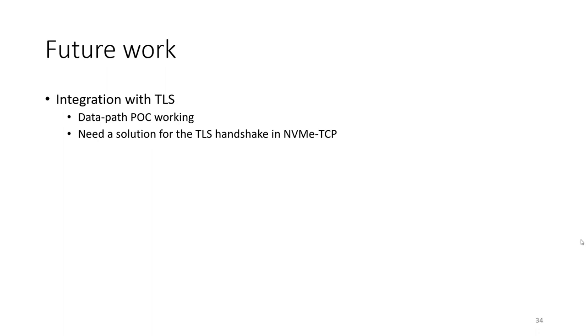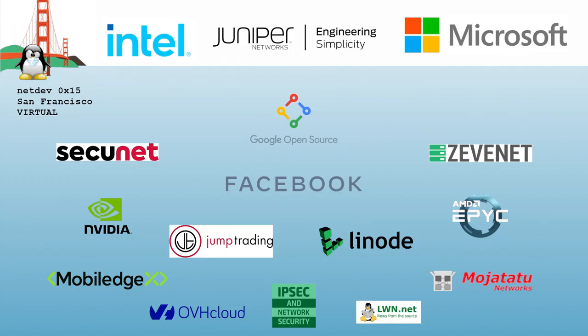Let's talk about the future. In the future, we want to integrate with TLS to have NVMe over TLS as a protocol and accelerate it using our work. The data path POC is already working, but a solution for the TLS handshake in NVMe over TCP is needed, as kTLS uses a user space library for the TLS handshake and the NVMe TCP layer is in kernel space. That's it. Thank you for listening. Thank you all.